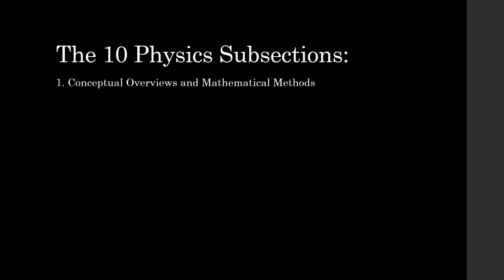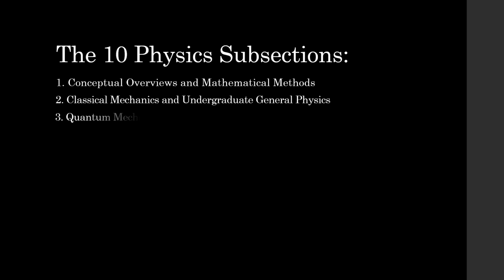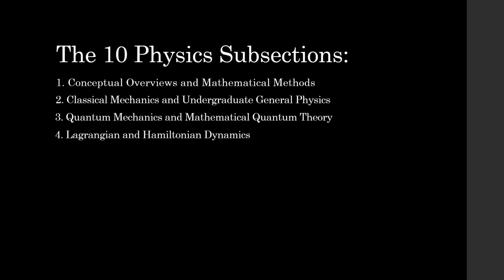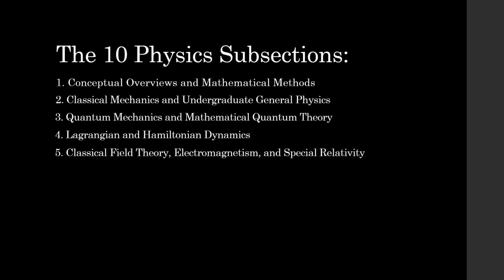Starting at number 1, we have conceptual overviews and mathematical methods. Number 2, we have classical mechanics and undergraduate general physics. Number 3, we have quantum mechanics and mathematical quantum theory. Number 4, we have Lagrangian and Hamiltonian dynamics. Number 5, we have classical field theory, electromagnetism, and special relativity.